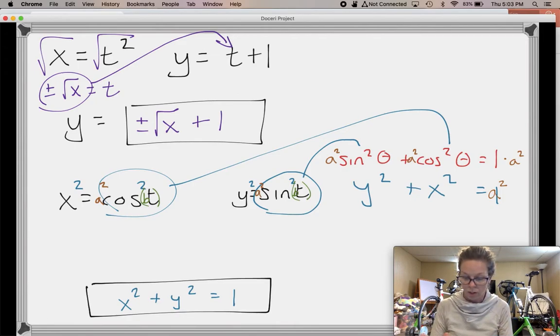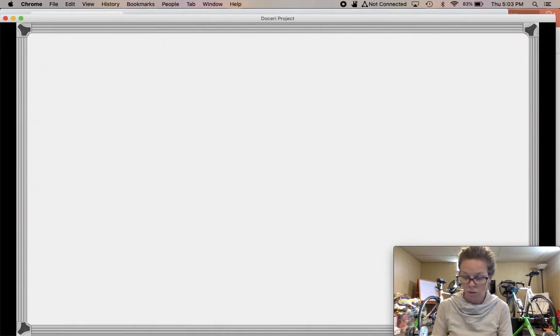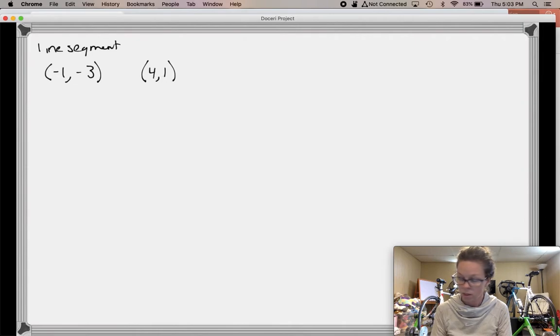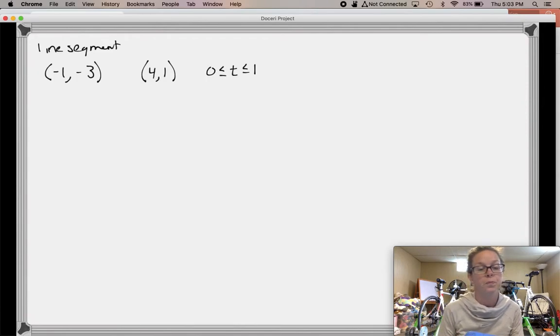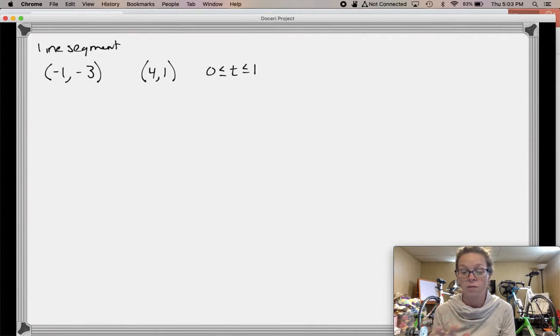We are going to look at how to write an equation of a line segment. So we're going to write a line segment that starts at the point -1, -3 and ends at the point 4, 1, and our t is going between 0 and 1. Okay, so what we want to do is come up with a parametric set of equations that would graph this line segment.